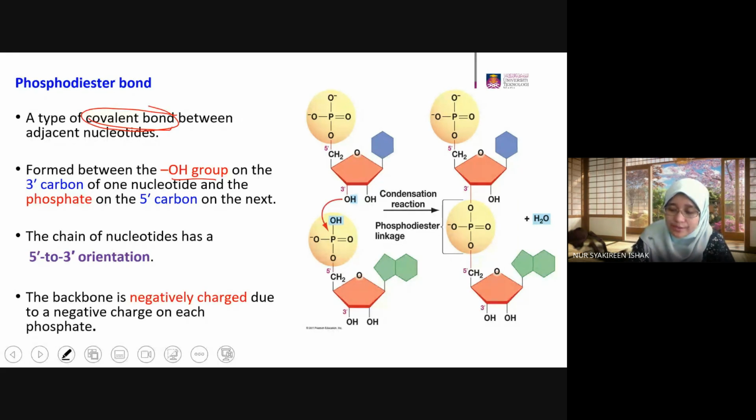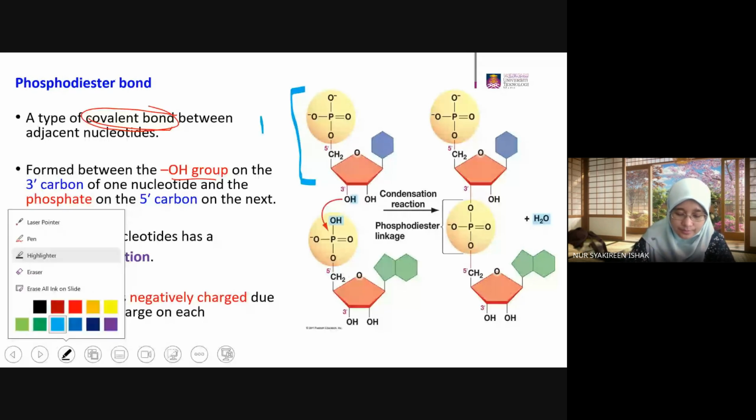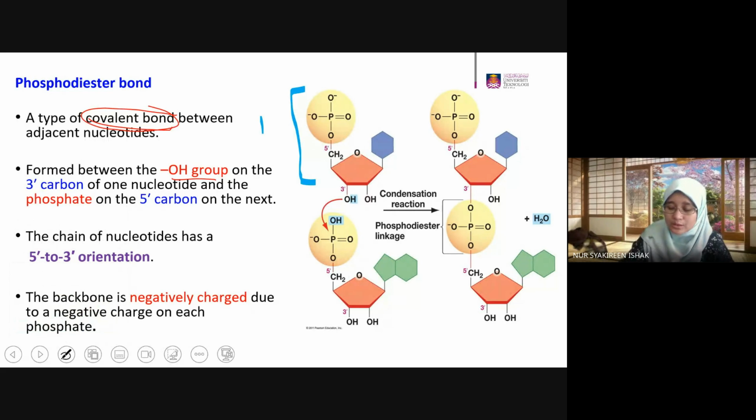So this is the first nucleotide. And this is the second nucleotide. First you have to know how to number the carbons. This is carbon number 1, number 2, number 3, number 4, number 5. As you can see, carbon number 3 of the earlier, or previous, nucleotide has a hydroxyl group.